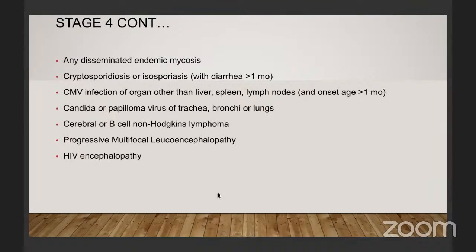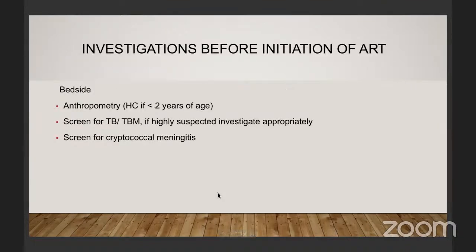Any disseminated endemic mycosis, cryptosporidiosis with diarrhea of greater than 1 month, cytomegalovirus infection of organ other than the liver, spleen, and lymph nodes, and onset occurs at age of greater than 1 month. Candida or papillomavirus of the trachea, bronchi, or lungs, cerebral or B-cell non-Hodgkin's lymphoma, progressive multifocal leukoencephalopathy, HIV encephalopathy. I'll be handing over to my colleague to continue with the presentation.